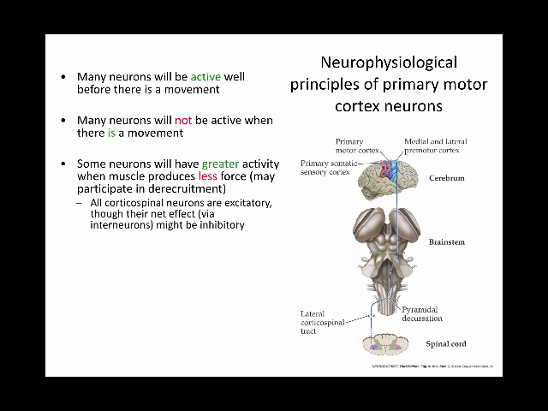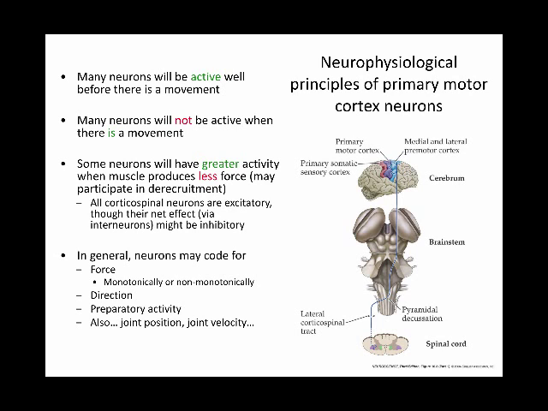Some neurons will have greater activity when the muscle produces less force. These are neurons that may participate in de-recruitment, possibly through inhibitory interneurons in the spinal cord, helping prevent neurons in the spinal cord from firing, okay? And in general, you see a lot of diversity here. You have neurons that will code for force, neurons that code for direction. You'll have neurons that code for preparatory activity. It's also been found that some neurons will correlate with joint position, joint velocity, etc. So there's a lot of diversity here.